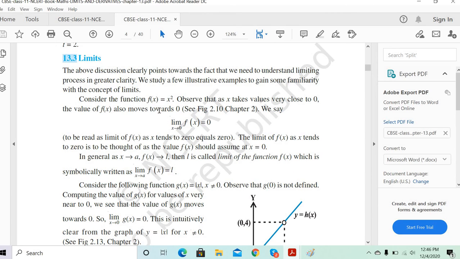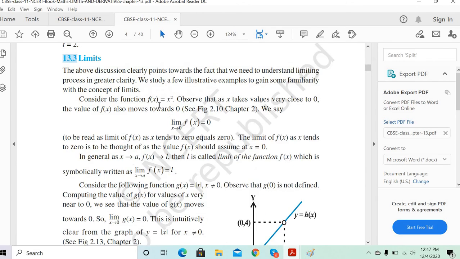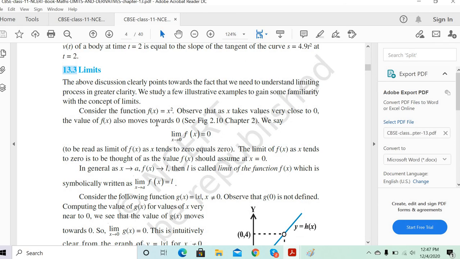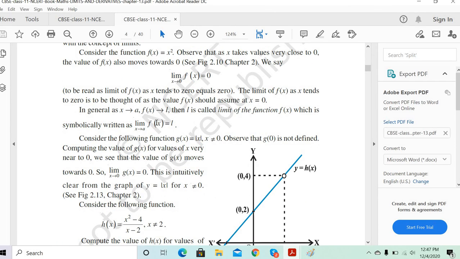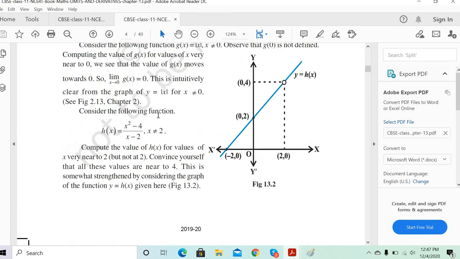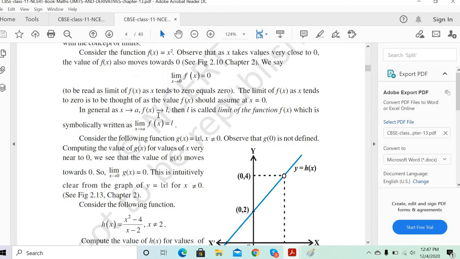Now I want you to write down the function. Consider the function f of x is equal to x square. You know? Now, the value of f(x) moves towards 0. In chapter 2, we say that the limit is 1. Okay, that's fine. We'll try to understand from this part now. F of x is equal to x square, so h of x is not given here.